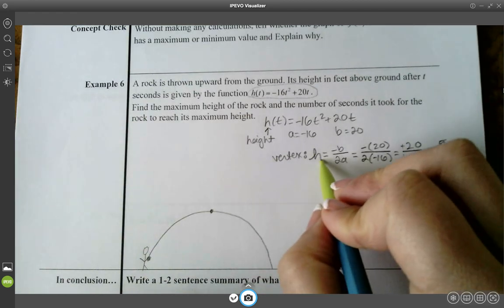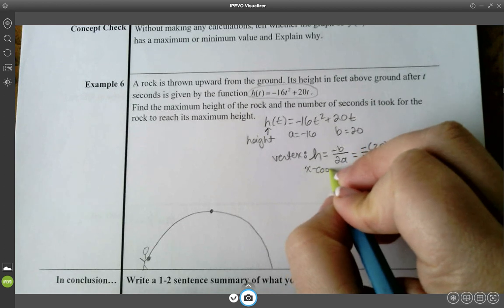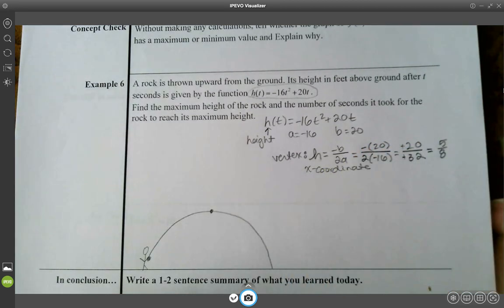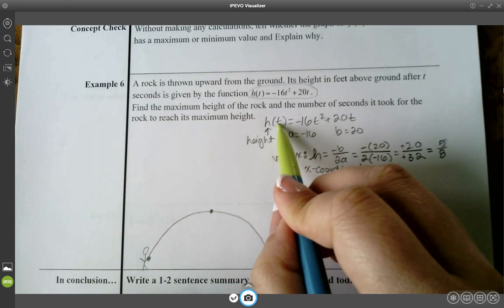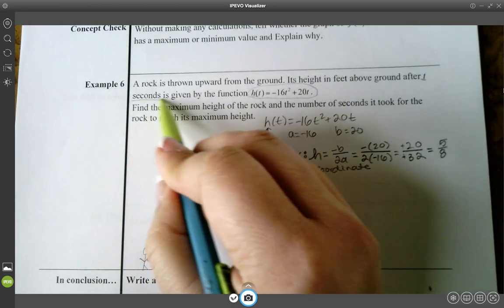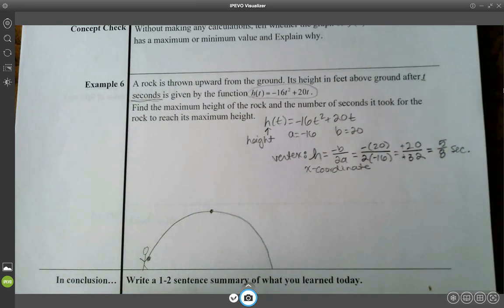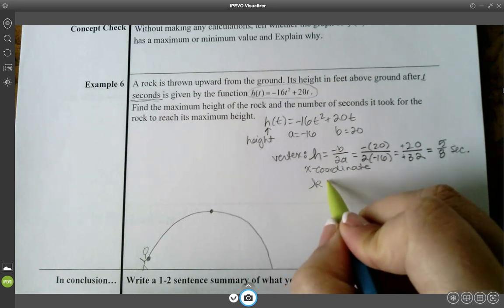Okay, now h is our x coordinate, right? This is the x coordinate. So that gets substituted in. Well, what value gets substituted into this function, i.e., what does t stand for? T is for seconds. T is for time. So this value, 5/8, is a unit of time. 5/8 seconds. In order to find the other half of our coordinate, we need k.